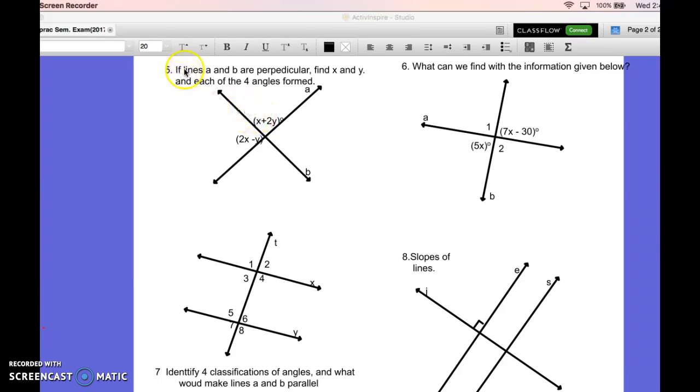This is the second one, and I want to take a look at some other useful review ideas here with you. Look at number 5 with me. It says if the lines A and B, here's line A and line B, are perpendicular, find x and y at each of the 4 angles. So we're given that these two lines are perpendicular.